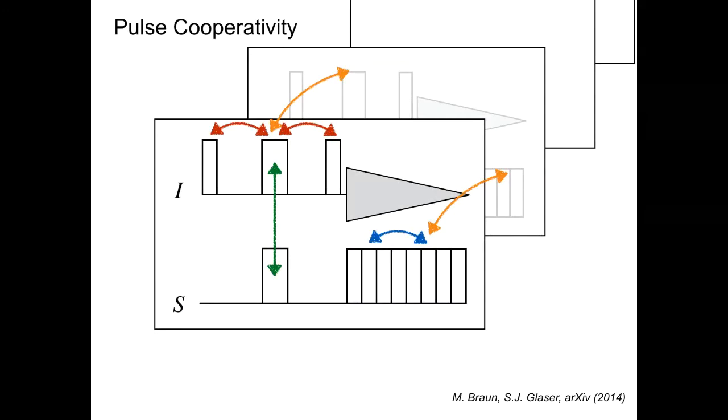So even in the original GRAPE paper, you can easily generalize this also to the case of cooperative pulses. We showed how to include decoherence effects or models that you have for your system in the optimization.